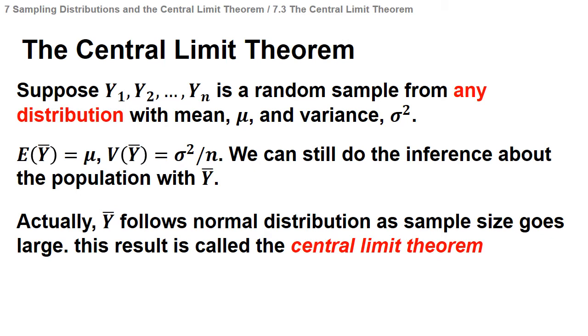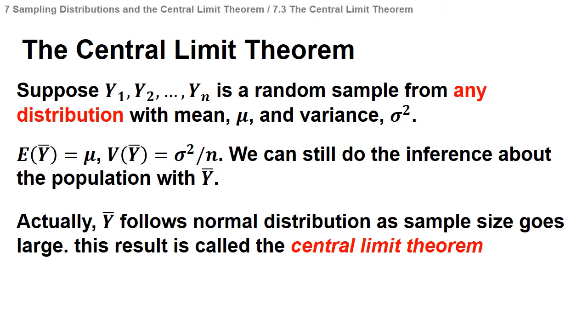Now let's move on to chapter 7.3, the central limit theorem. I think this is one of the most important theorems in statistics, so let's learn what it means. Suppose y1 to yn is a random sample from any distribution with mean mu and variance sigma square. Then the expected value of y bar is mu and the variance of y bar is sigma square divided by n.